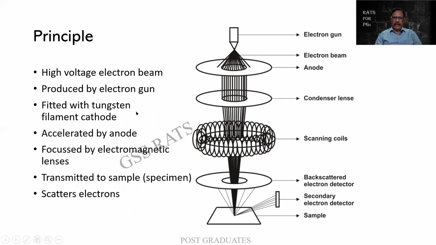So there is a high voltage electron beam produced by the electron gun fitted with a tungsten filament at the cathode and focused by electromagnetic lenses. So there are lots of lenses over here, and the beam is transmitted to the sample that is there on the stage, which scatters the electrons. This will be the basic principle. In fact, if you can draw this diagram, if at all a question is asked, I would be happy.